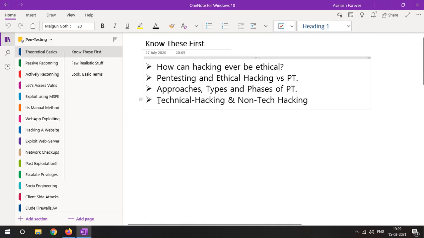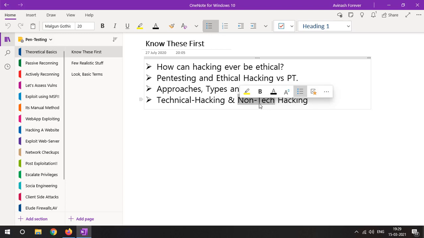Then we have something very simple called technical hacking and non-technical hacking. Technical hacking, as the name suggests, is basically about technically breaking the security. And non-technical hacking is about breaking the people related to those targets. So in non-technical hacking, what we would do is basically social engineering, because I said that I'll explain social engineering in a few minutes.